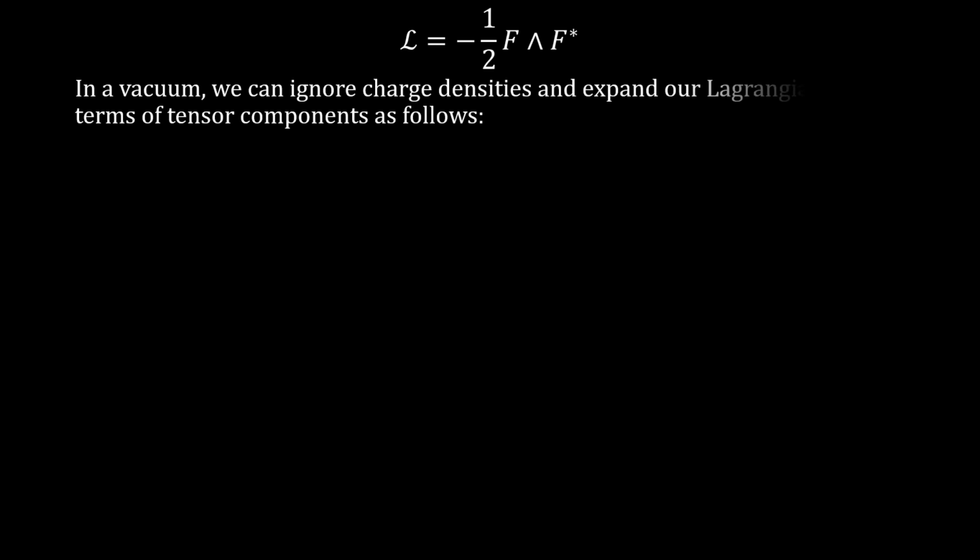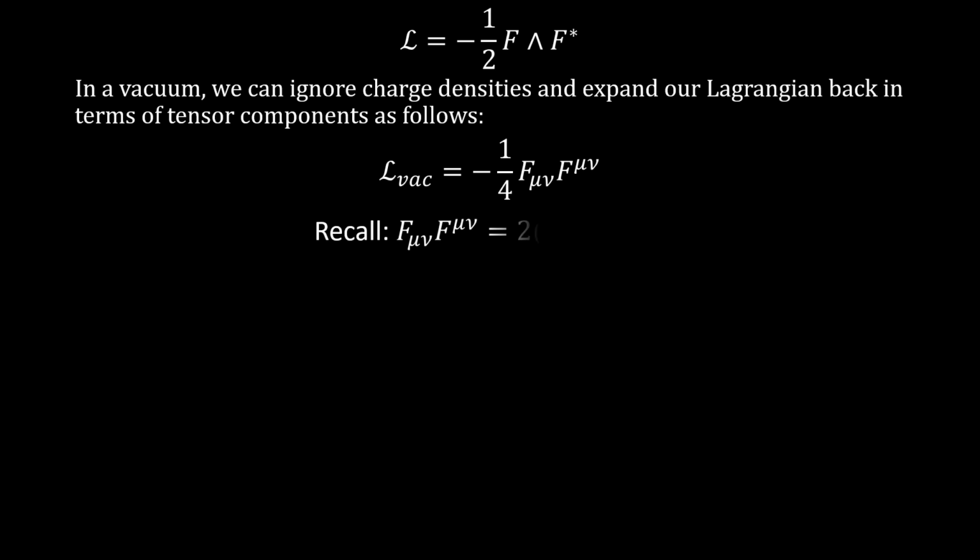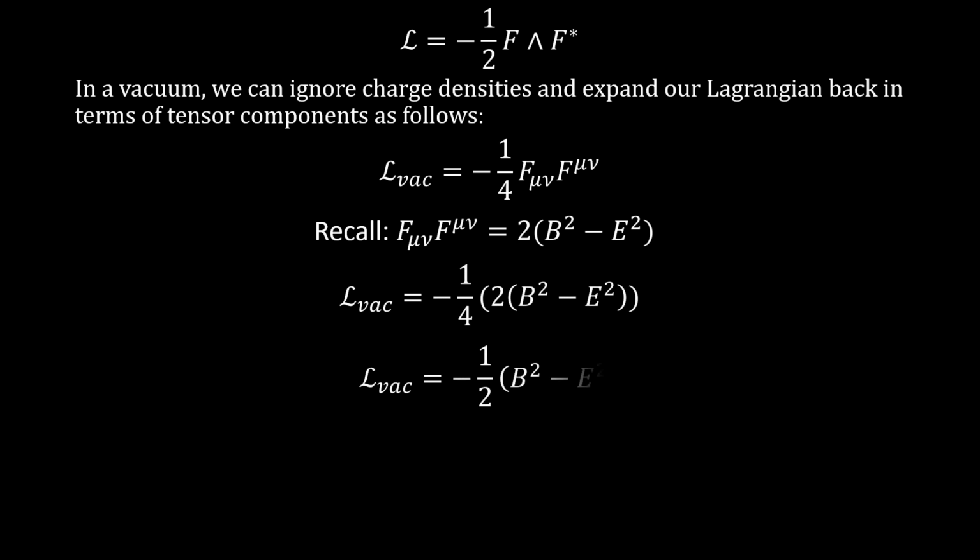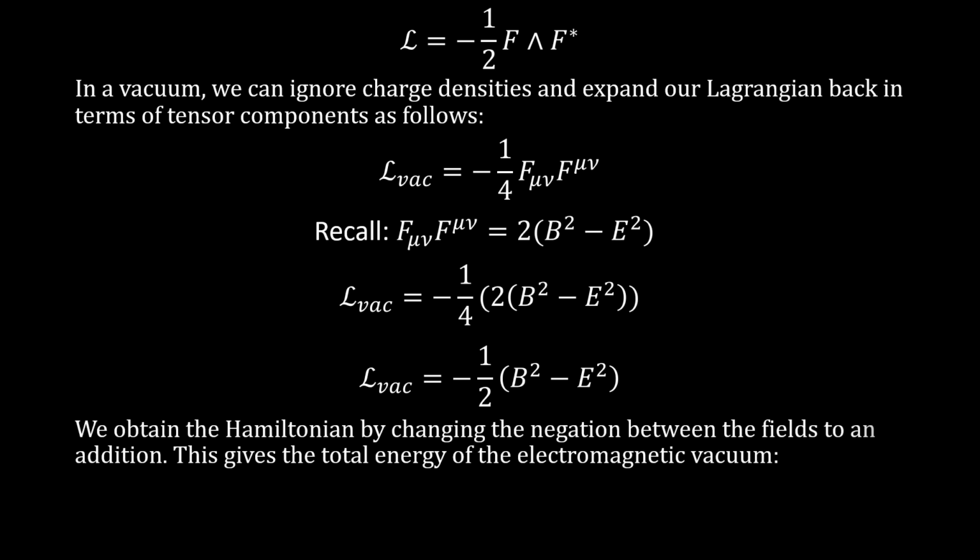In a vacuum, we can ignore charge densities and expand our Lagrangian back in terms of tensor components as follows. We know what F sub mu nu and F upper mu nu equal because we showed that earlier. That's 2 times the squared magnetic field minus the squared electric field. So let's go ahead and plug that in. This now tells us that the vacuum Lagrangian is negative 1/2 times B squared minus E squared. We obtain the Hamiltonian by changing the negation between the fields to an addition. This gives the total energy of the electromagnetic vacuum.